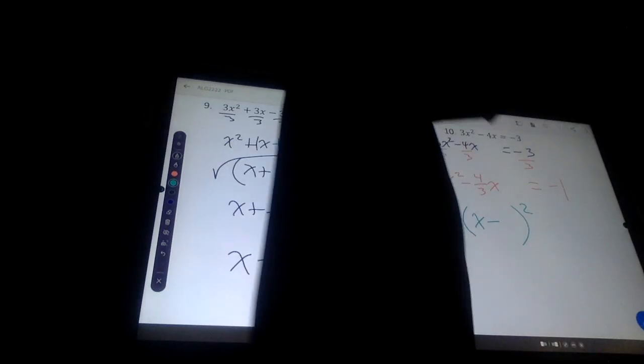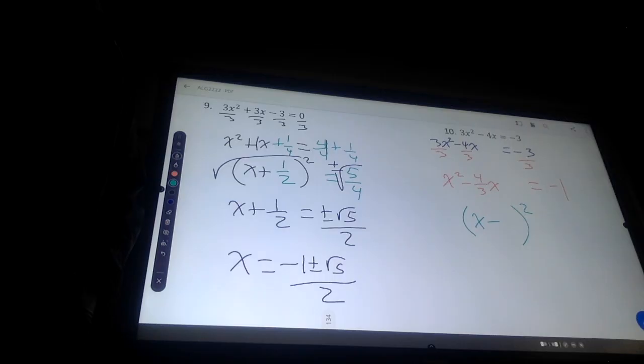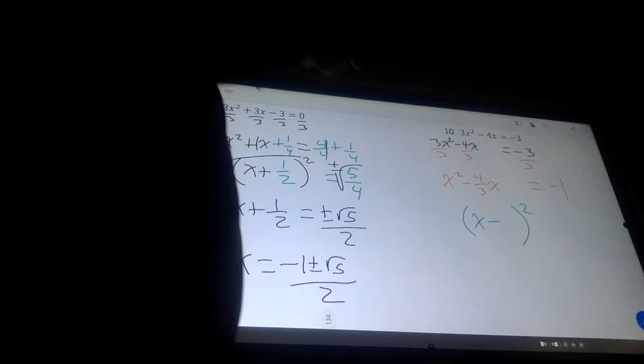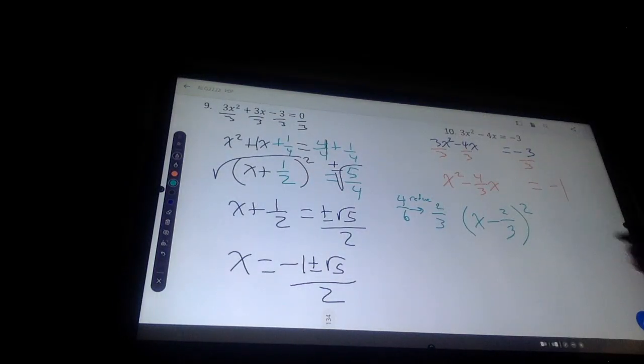X minus. What is half of 4 over 3? So it's 4 over 6. Can I reduce that? Yeah, 2 over 3. You don't have to reduce it. I was just going to reduce it so we wouldn't have to deal with a bigger fraction. It would still come out the same. So just realize sometimes if you do have a fraction, you might want to reduce it. If you don't reduce it, it'll still work at the end. All right, 2 over 3 times 2 over 3 is 4 over 9. So plus 4 over 9.